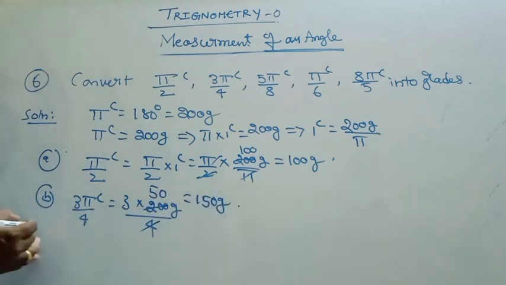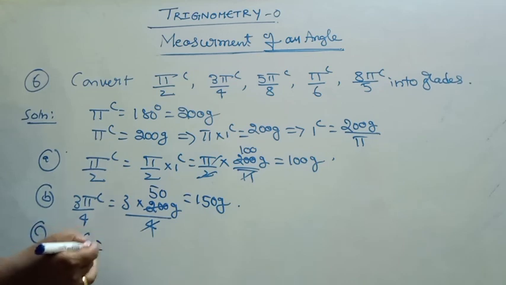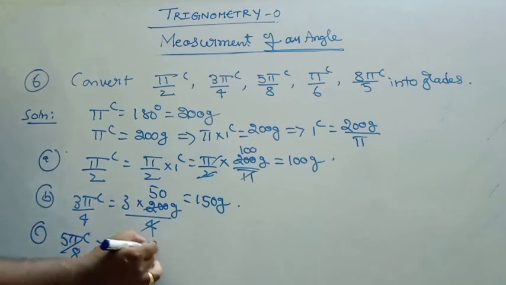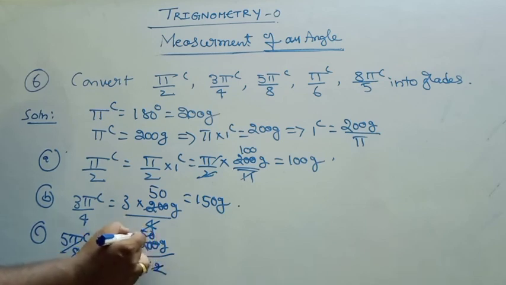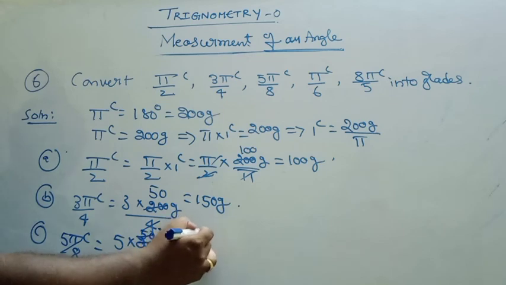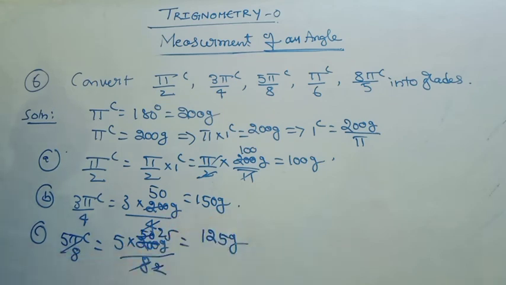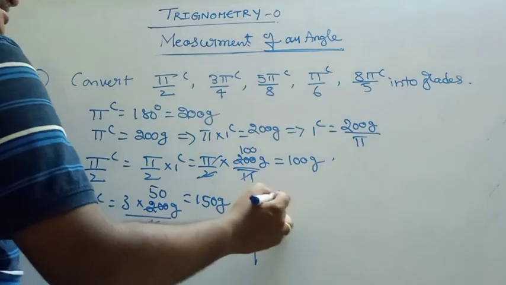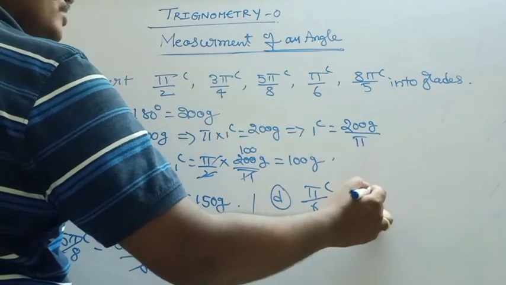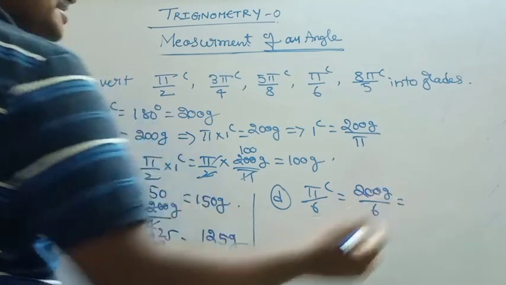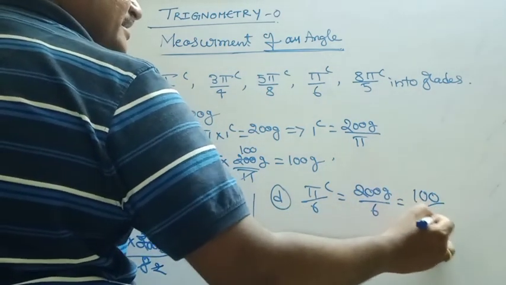Now see, you have here 5 pi by 8 radians. 5 into pi radians is equal to 200 grades by 8. Now, 4 twos are 8, 4 fifties are 200. 2 ones are 2, 2 twenty-fives are 50. 5 into 25, that is 125 grades. Okay, like this. See here now D also, pi by 6 radians. Pi means 200 grades by 6. That is nothing but 100 by 3 grades.